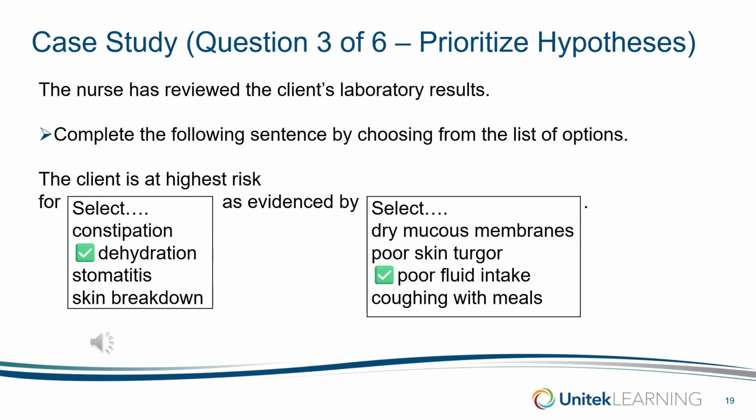poor fluid intake." You may be wondering why things like dry mucous membranes or poor skin turgor do not correlate to dehydration. Dry mucous membranes and poor skin turgor are actual findings of dehydration. Here we are just identifying a risk for something and what would be the potential cause for that risk. Therefore, poor fluid intake is what puts the patient at risk for dehydration.